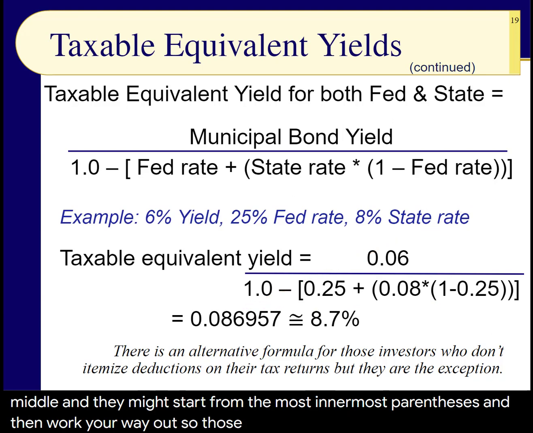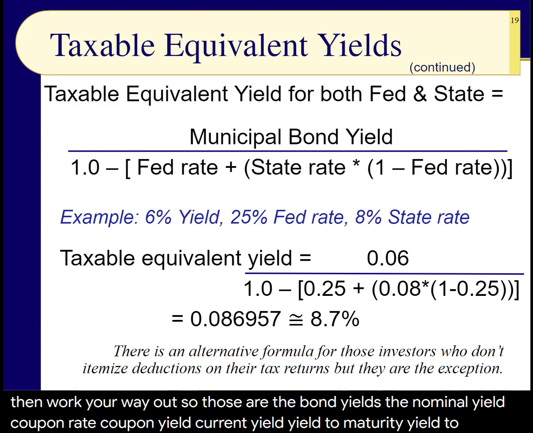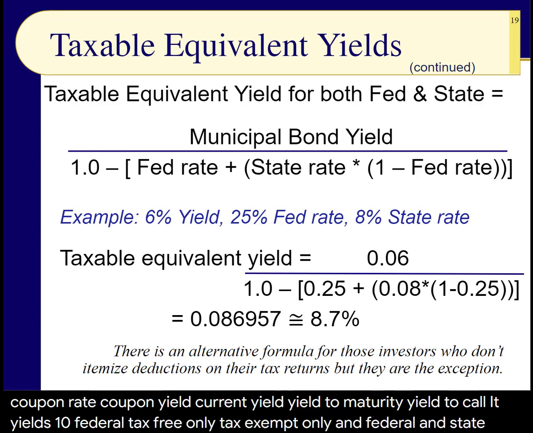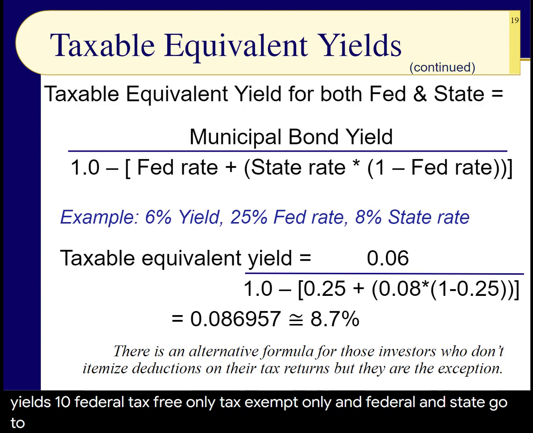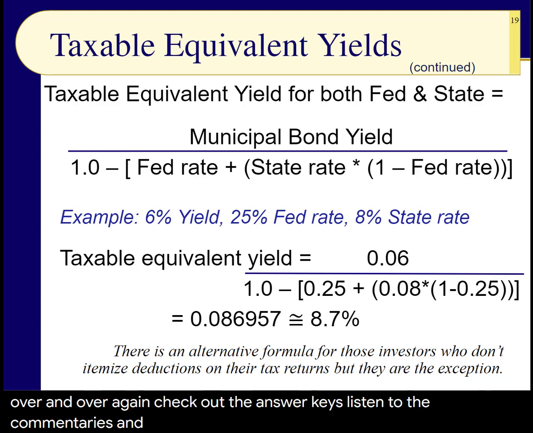So those are the bond yields. The nominal yield, coupon rate, coupon yield, current yield, yield to maturity, yield to call, and then the two taxable equivalent yields: federal tax free only, tax exempt only, and federal and state. Go to the worksheets. I know it's bonds. They're not that exciting. Do the problems over and over again. Check out the answer keys. Listen to the commentaries. And be awesome.